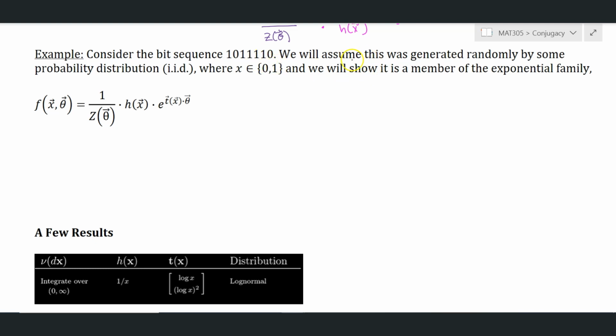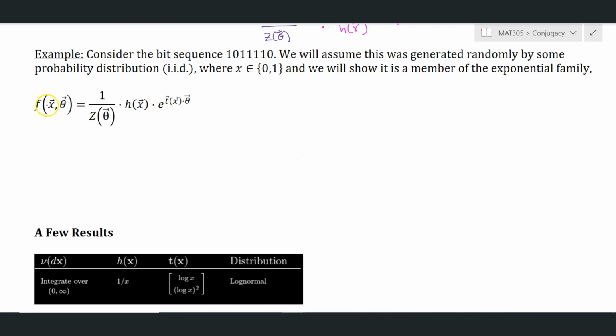And we're going to assume that this was randomly generated by some probability distribution of x's that are independent and identically distributed, meaning that if the first digit is a 0, that in no way has any impact on what the next digit is. And our random variable in this case, rather than being a vector, is essentially a 1 by 1, it's either going to produce a 0 or a 1. And we will show that such a distribution is a member of the exponential family.